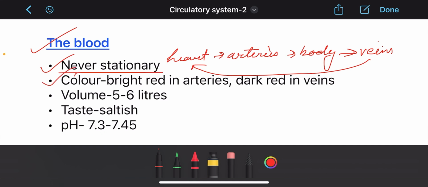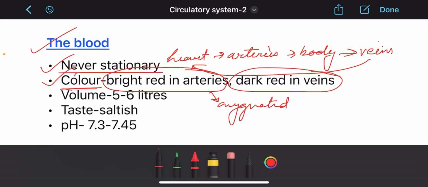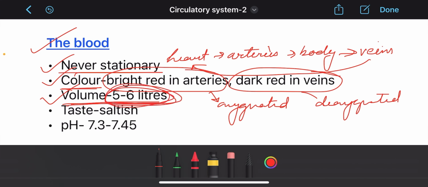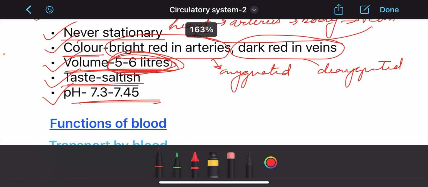The second property is the color. The color of the blood drawn out of an artery is bright red because it is oxygenated, whereas the blood that is drawn out of a vein is deoxygenated. Therefore, it is dark red in color. The volume of blood in an adult human is about 5 to 6 liters. The taste of the blood, as accidentally tasted by us, is saltish, and the pH is slightly alkaline, about 7.3 to 7.45. Now let us look at the functions of the blood.